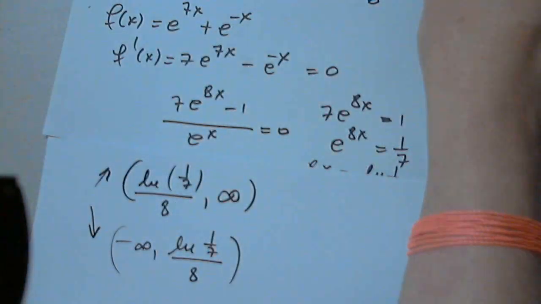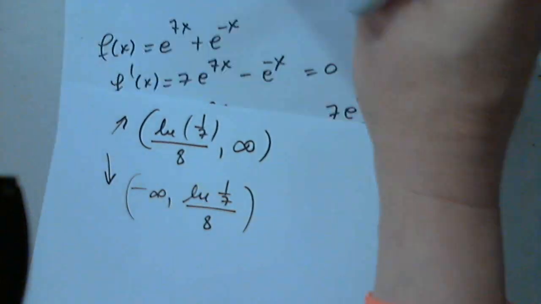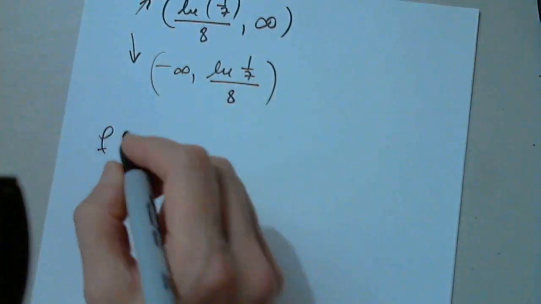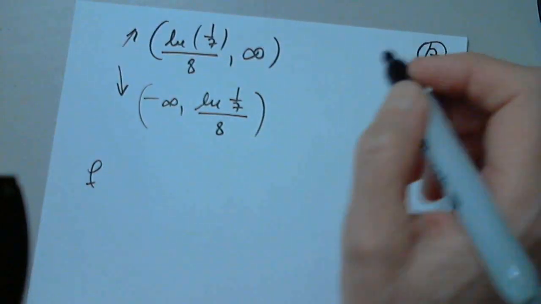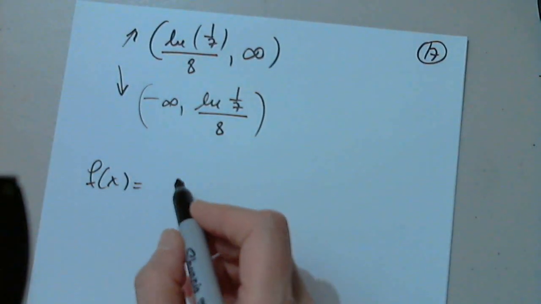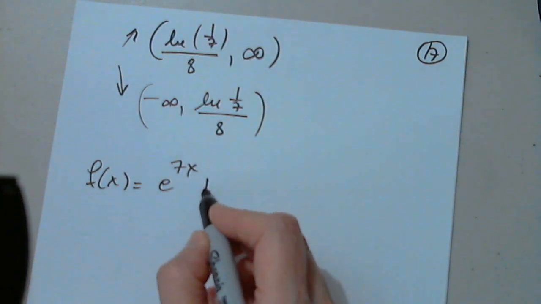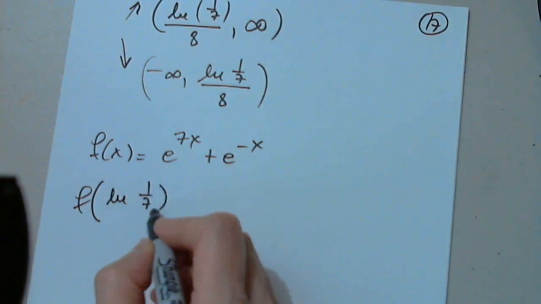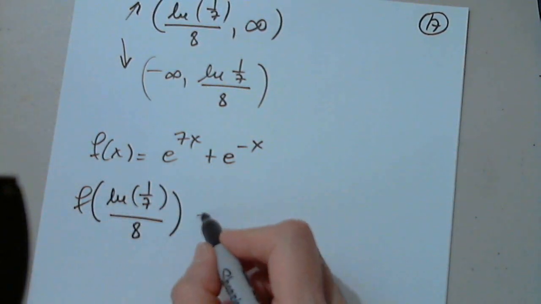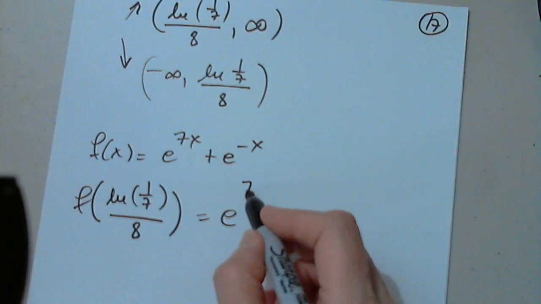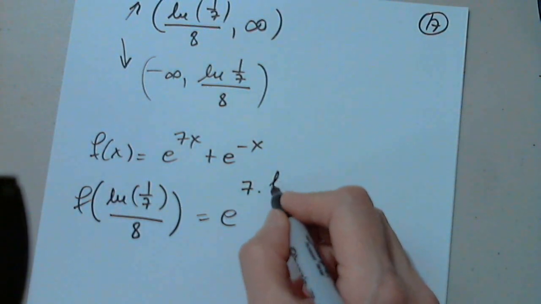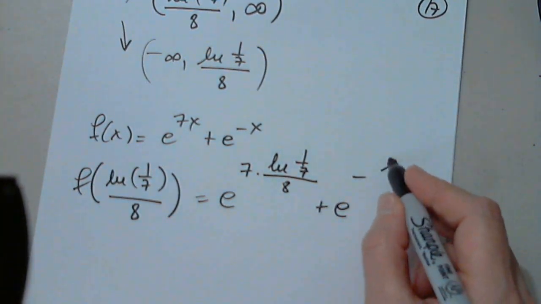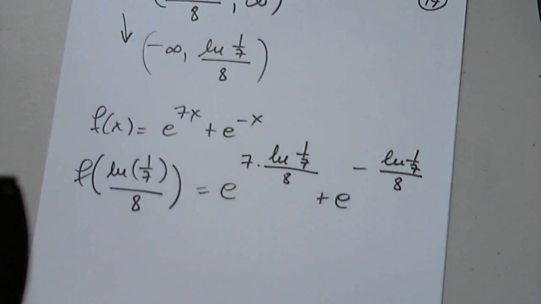And the way you find it, you have to plug it in the function. I'm plugging this in the function. So for your function, which was e to 7x plus e to negative x, we have to plug in natural log of 1 over 7 divided by 8. So e to 7 times natural log of 1 over 7 divided by 8 plus e to negative natural log of 1 over 7 divided by 8.